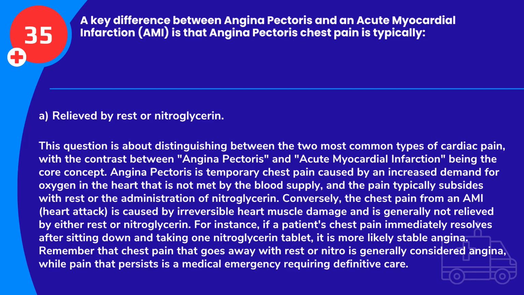This question is about distinguishing between the two most common types of cardiac pain, with a contrast between angina pectoris and acute myocardial infarction being the core concept. Angina pectoris is temporary chest pain caused by an increased demand for oxygen in the heart that is not met by the blood supply, and the pain typically subsides with rest or the administration of nitroglycerin. Conversely, the chest pain from an AMI, heart attack, is caused by irreversible heart muscle damage and is generally not relieved by either rest or nitroglycerin.